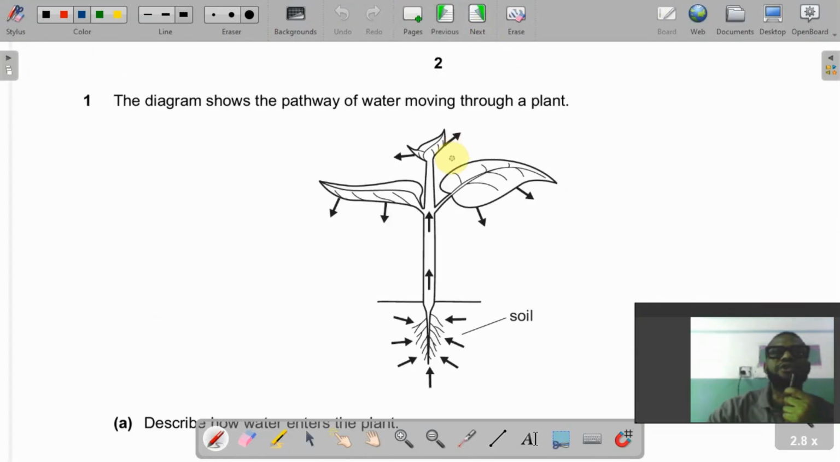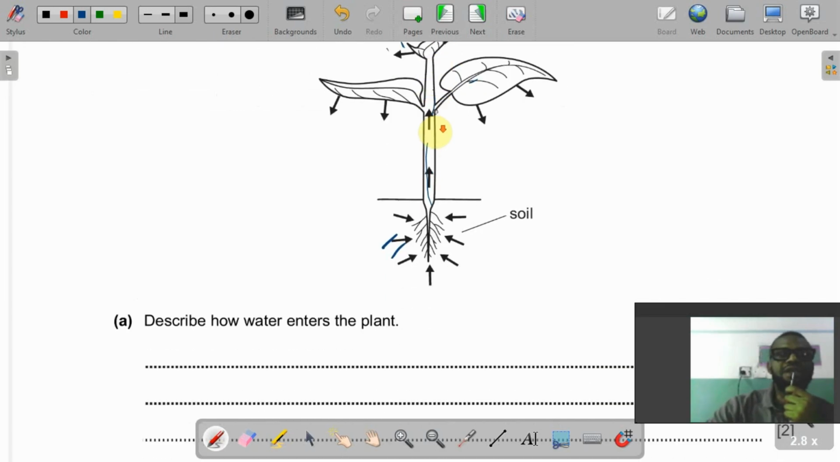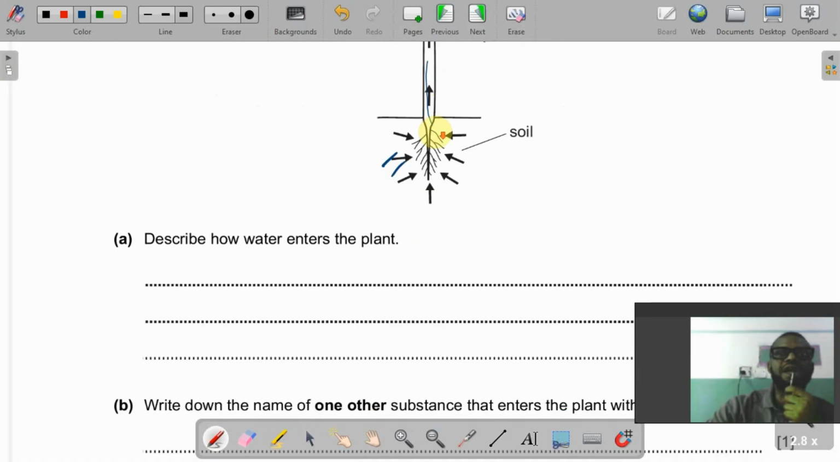The diagram shows the pathway of water moving through a plant. Water from the soil moves through the plant and escapes from the leaf. Let's look at the questions. Describe how water has entered the plant. Water is being absorbed by the root hair.